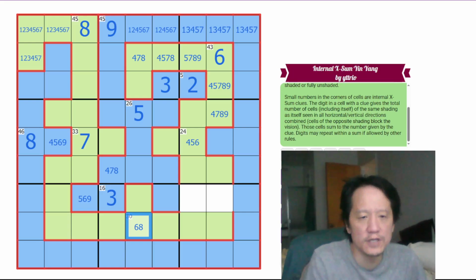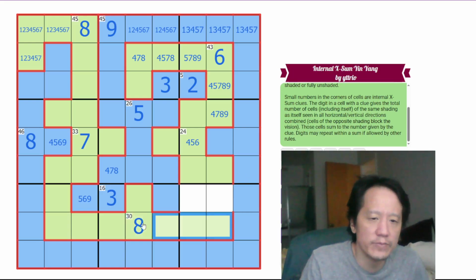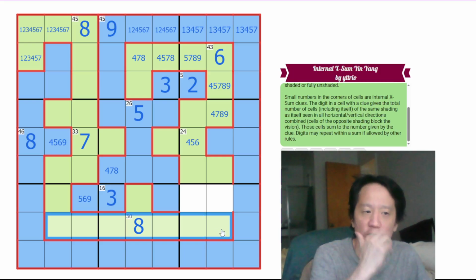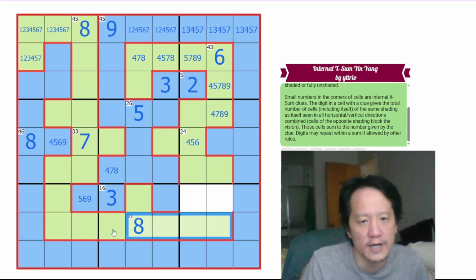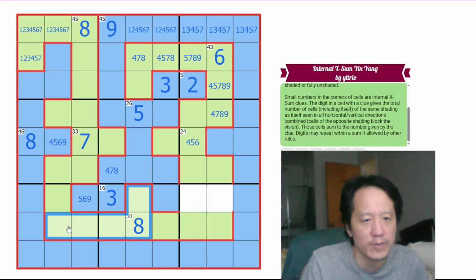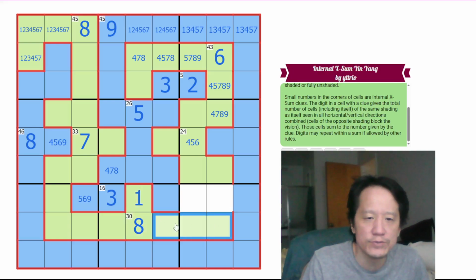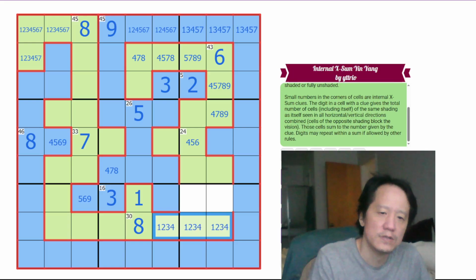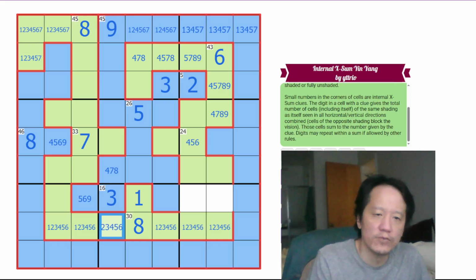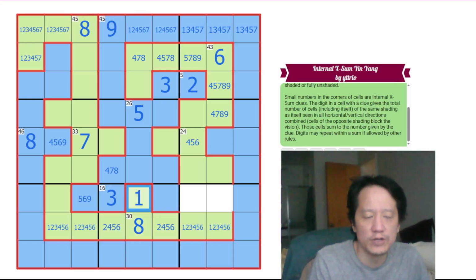So this is 8. That means the minimum amount of these digits would have to be 8 plus 1, 2, 3, 4, 5, 6, which is 29. And that plus 1 adds up to the 30 that it has to add up to. And that's the minimum, period. So this has to be 1, and these must be 1 through 6 here. But again, we could remove 1 and 3 here because of the 1 and 3 in the box.